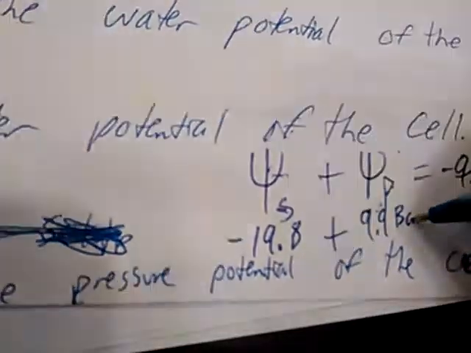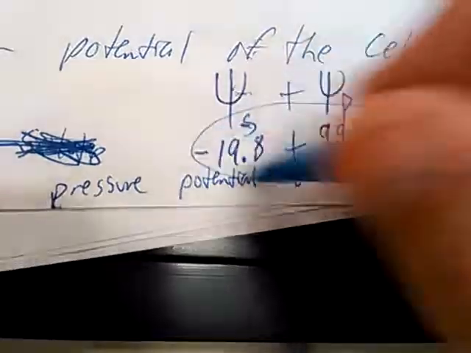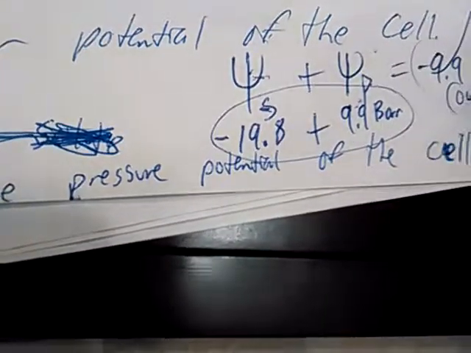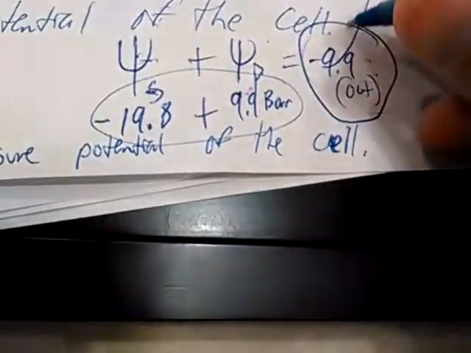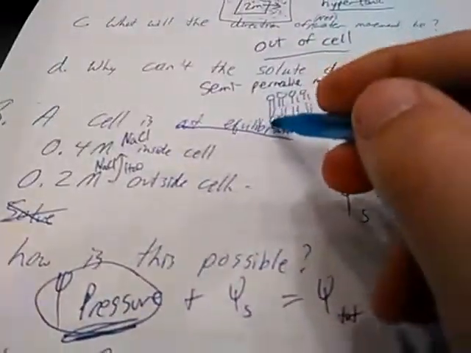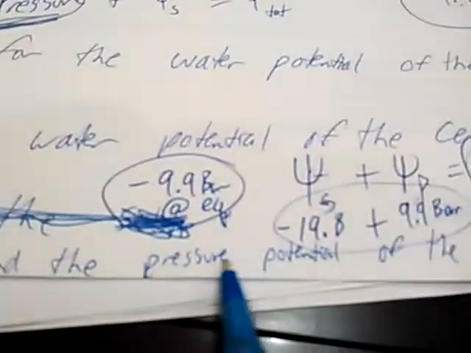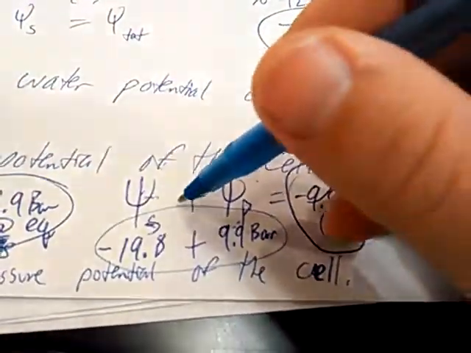All right, so the total water potential of the cell is going to be equal to the outside. I already kind of answered that part. So this right here is the answer for the outside of the cell, and because it is at equilibrium, my answer is negative 9.9 bar because it's at equilibrium. Find the pressure. Where did I do? Next page, find the pressure potential of the cell. Oh, well, I don't have to do that on the next page because I just did it.